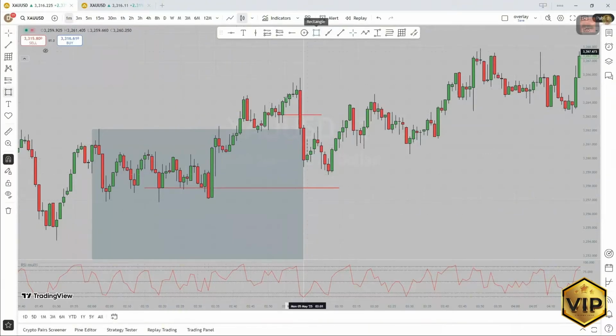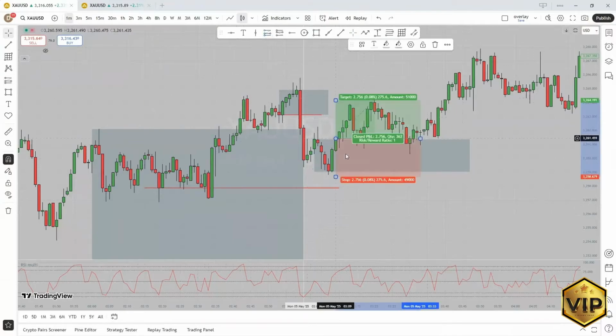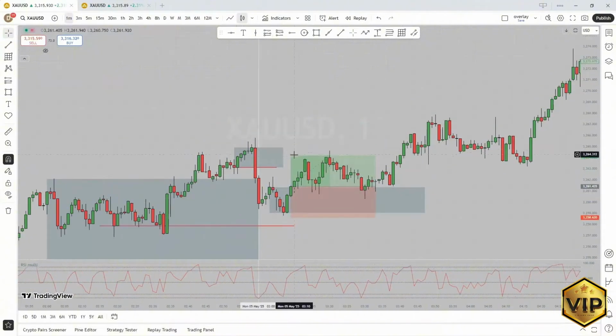So this is a VR. This is a pullback, and then you got CF confirmation. On 1 minute, I tend to enter at the candle close. Stop loss, not much. But there's another system that I use.